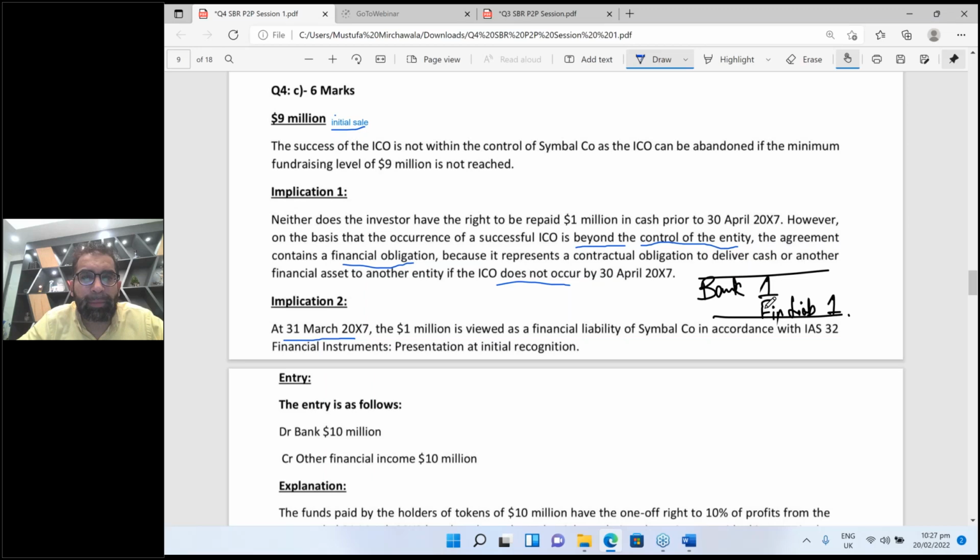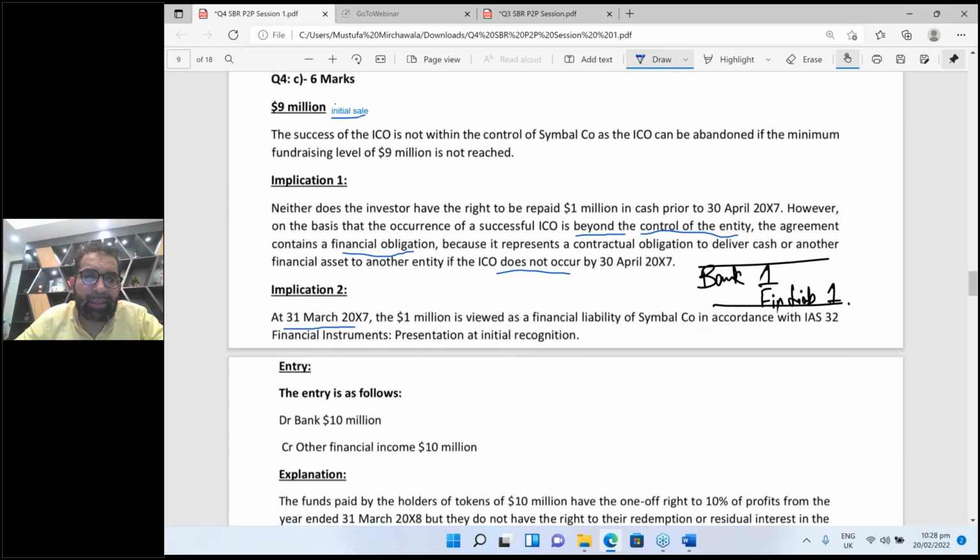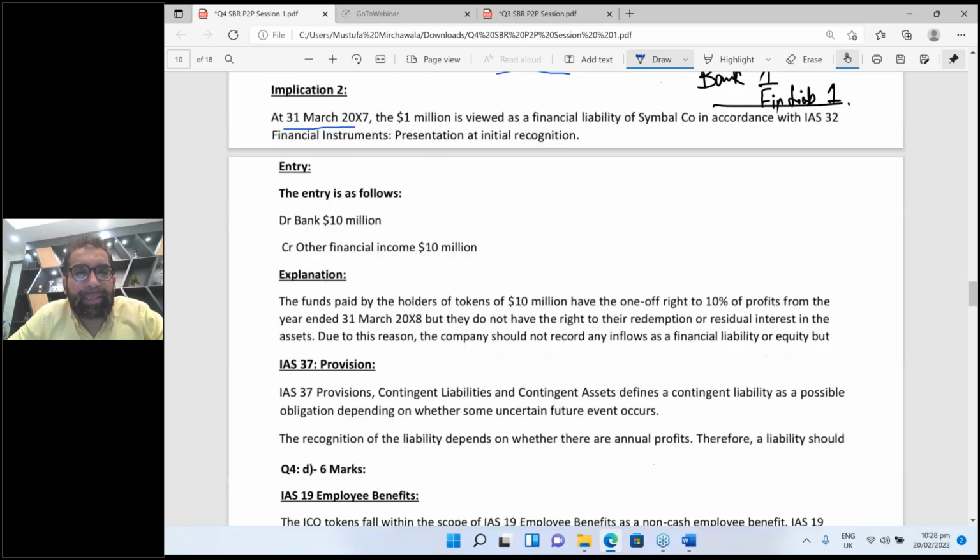Now what about the next year? Next year at 30th April X7, when you receive 10 million at the time of issuing the token, you will make the entry debit bank 10 million and credit financial income. Sir, why income? Because there is no contractual obligation to deliver cash.